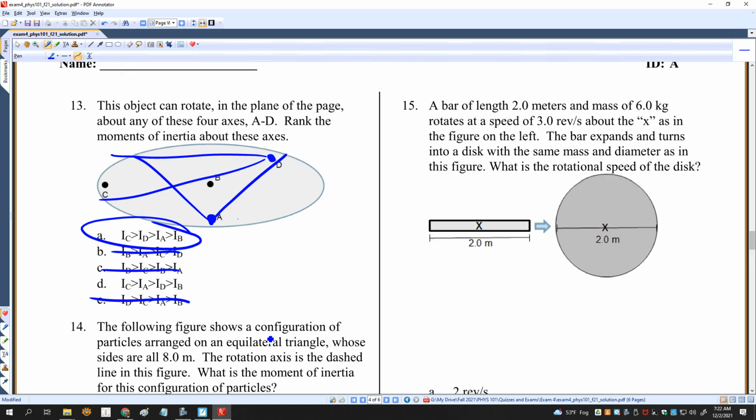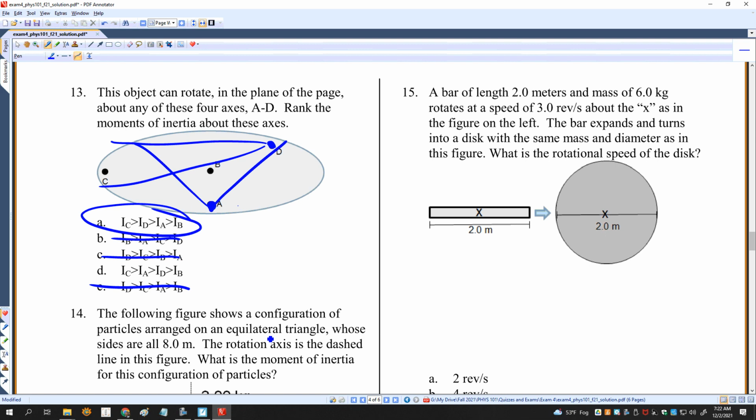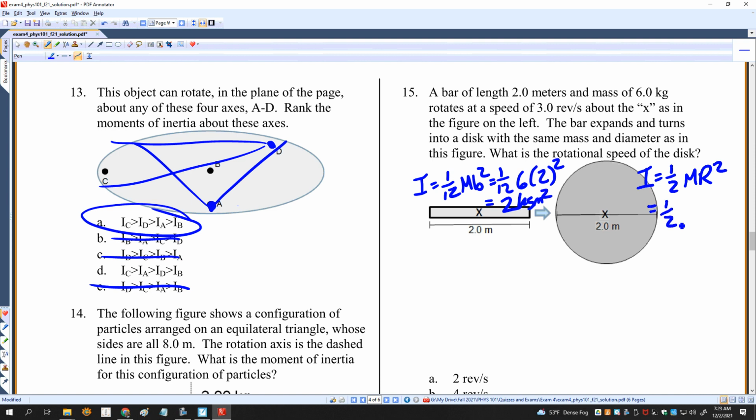Here I have a bar of mass. This is a lot like the free response. It expands and turns into a disk with the same mass and diameter. Let's just calculate the moments of inertia first. That's 1/12 of 6 times 2 squared. 6 times 4 is 24. That's 2 kilogram meter squared. And then here, this is going to be 1/2 mr squared, which is 1/2 of 6 kilograms times 1 meter squared. That's 3 times 1 is 3. So I'm going from 2 kilogram meter squared to 3 kilogram meter squared.